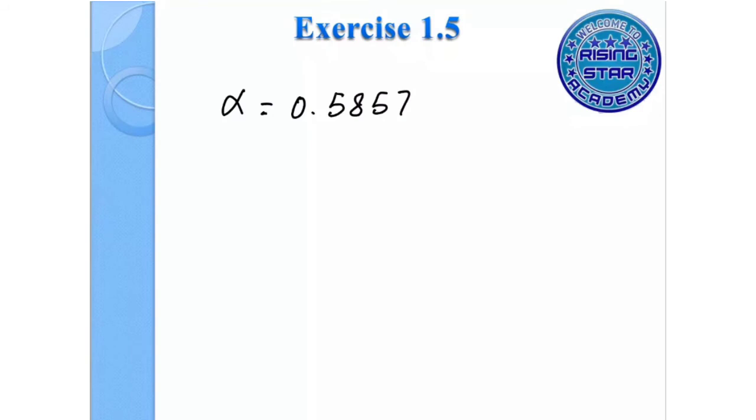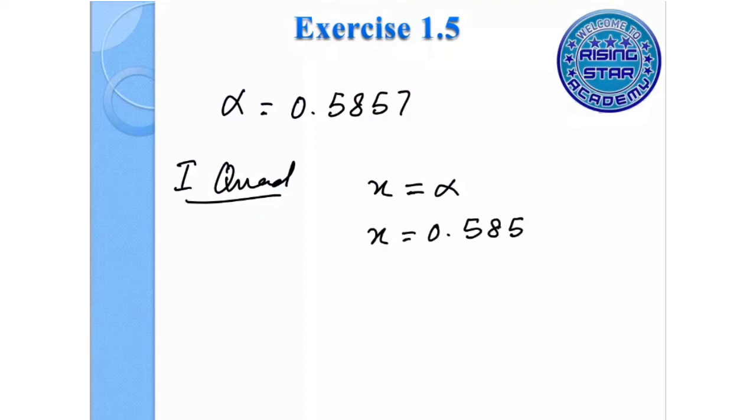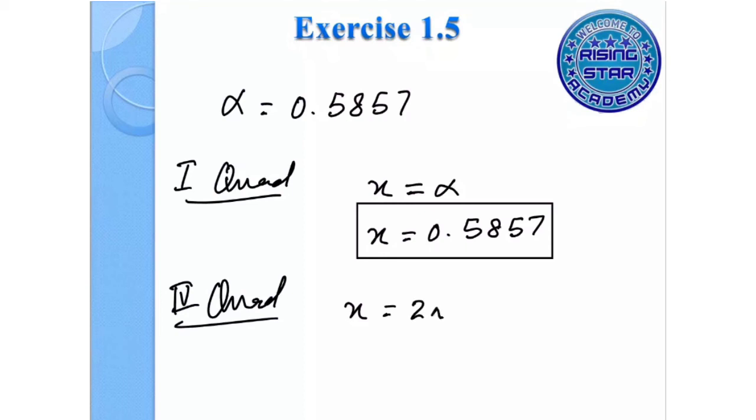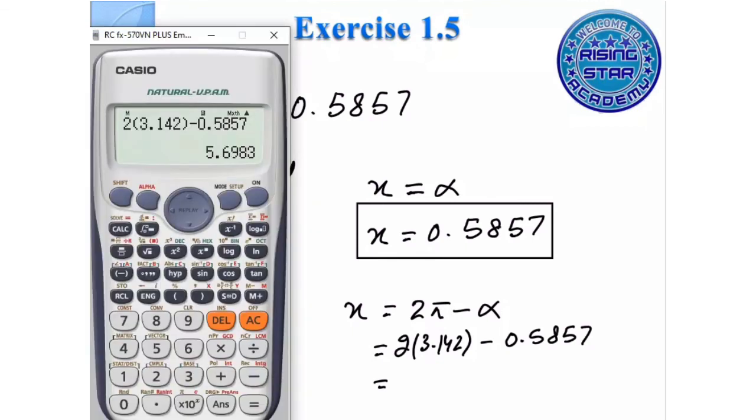So now we will find the answers. For the first quadrant, we will write x is equal to alpha. So x would be equal to 0.5857. That would be the first answer. And next for the fourth quadrant, we know that x is equal to 2 pi minus alpha. So 2 pi is 2 times 3.142 minus 0.5857. We'll use the calculator to simplify. So our answer would become 5.6983. That is the fourth quadrant.